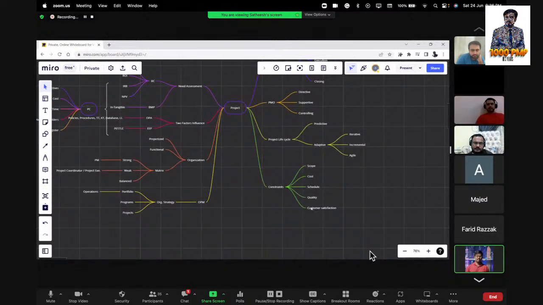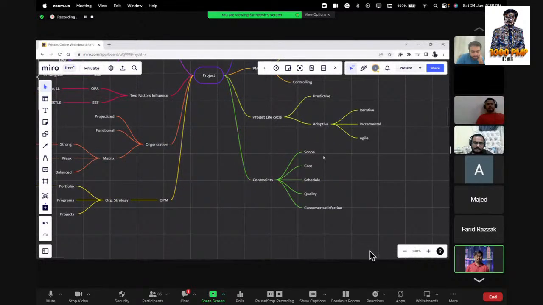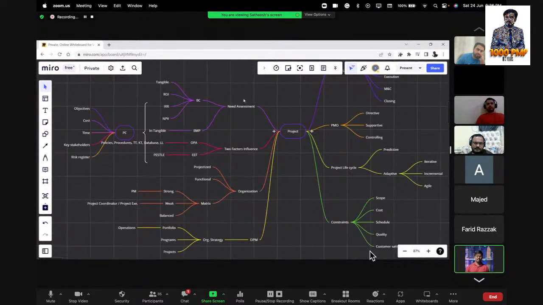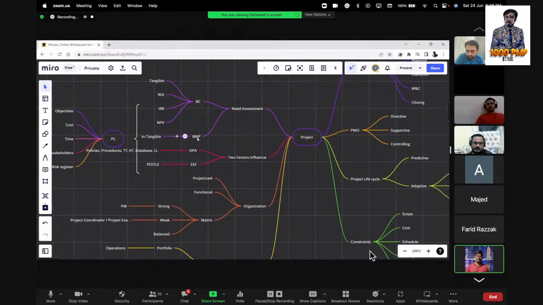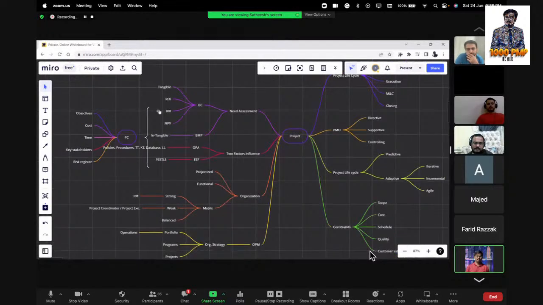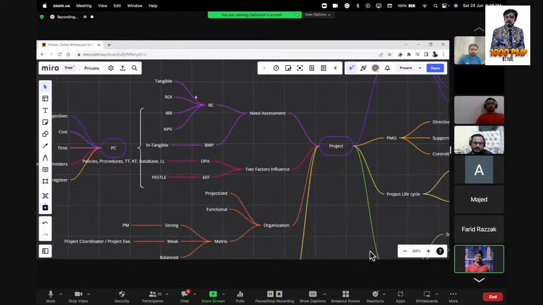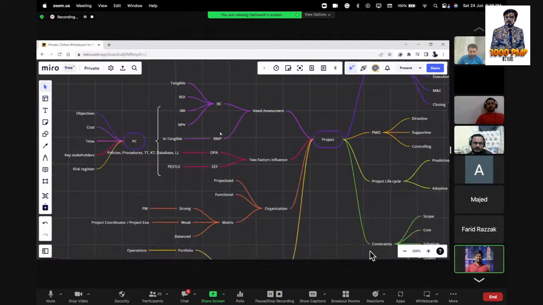So probably this will go under risk also. Here we have two project activities: need assessment, and we have business case and benefit management plan. For the business case, we have a tangible one and an intangible one. The benefit management plan is how we can calculate benefits from the business case: ROI, IRR, and NPV.